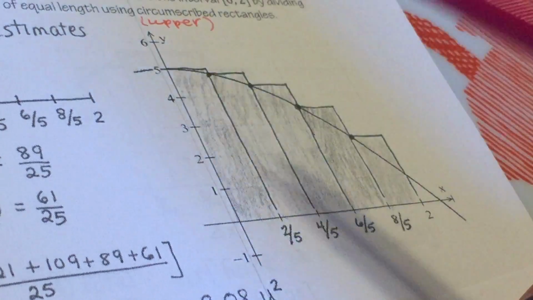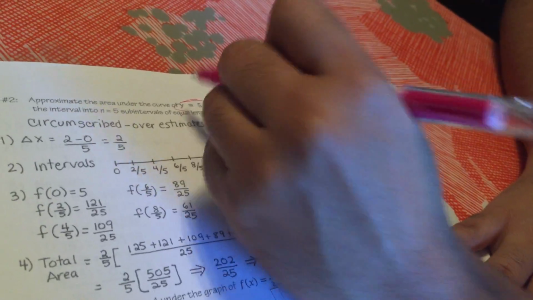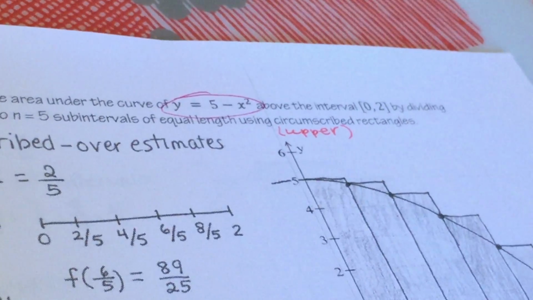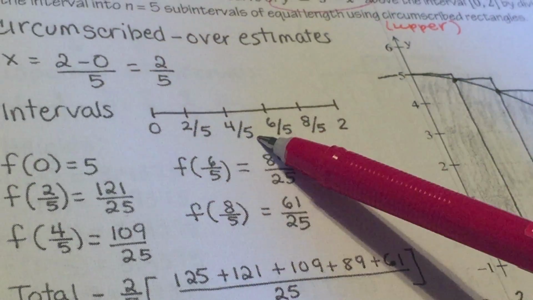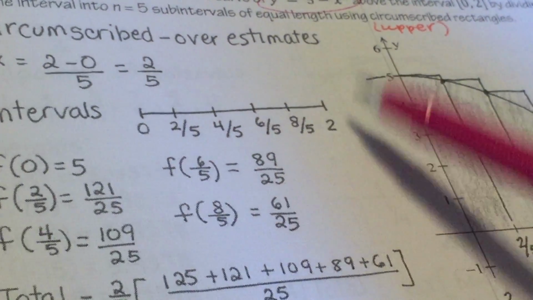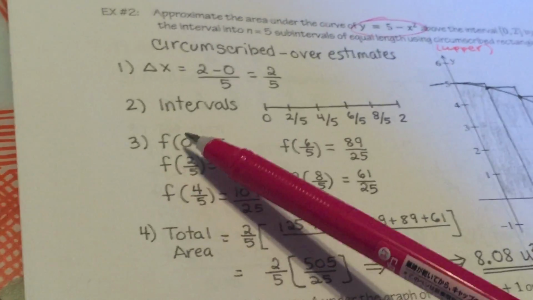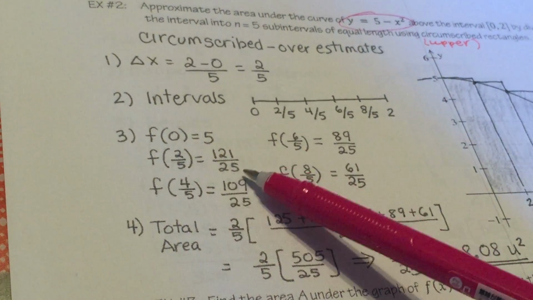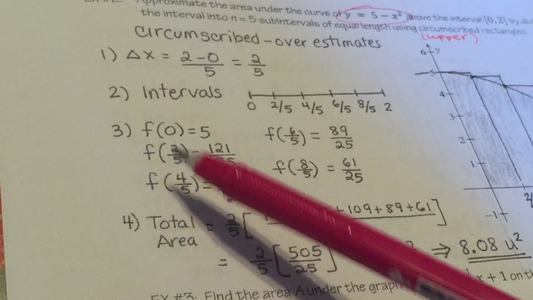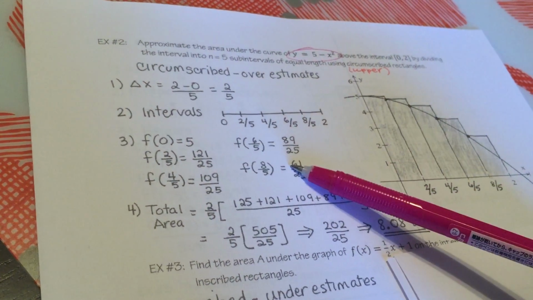Now, rather than trying to calculate it off of the graph, you were given the function, 5 minus x squared. All you need to do at this point is plug in the values from the subintervals into the function to find out the heights. So f of 0 gave us 5, f of 2/5 gave us 121 over 25, f of 4/5 gave us 109 over 25, and so on and so forth.